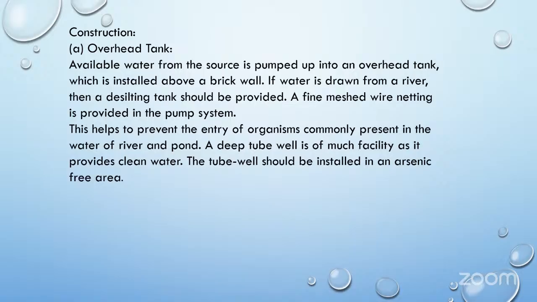First, the overhead tank. Available water from the source is pumped up into an overhead tank, which is installed above a brick wall. If water is drawn from a river, then a sedimentation tank should be provided. A fine meshed wire netting is provided in the pump system. This helps to prevent the entry of organisms commonly present in the water of rivers and ponds.